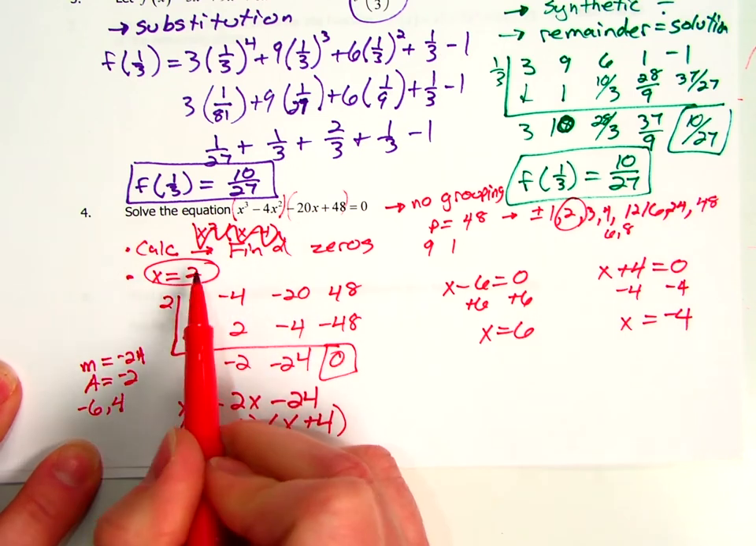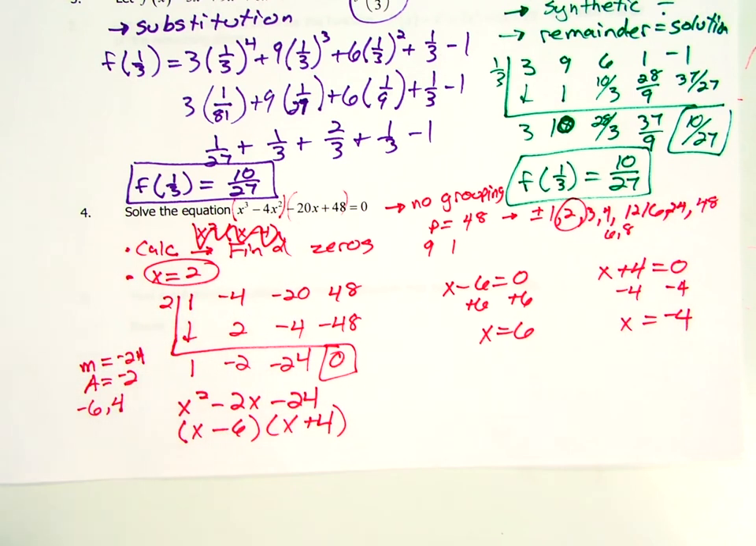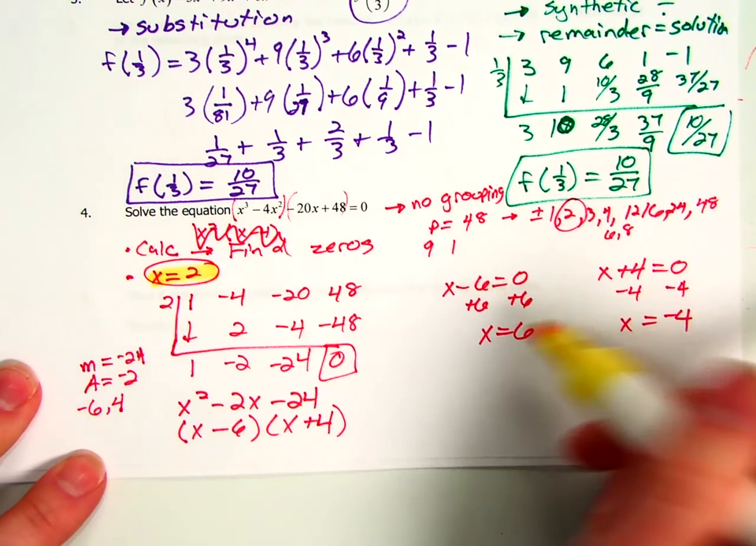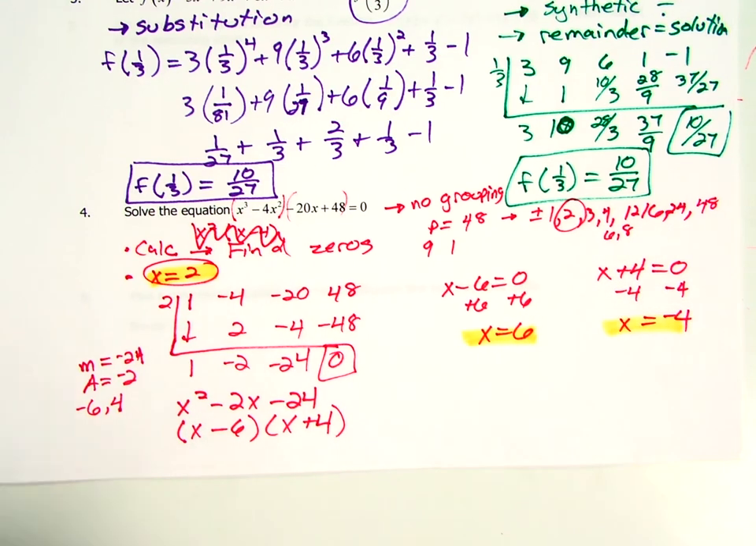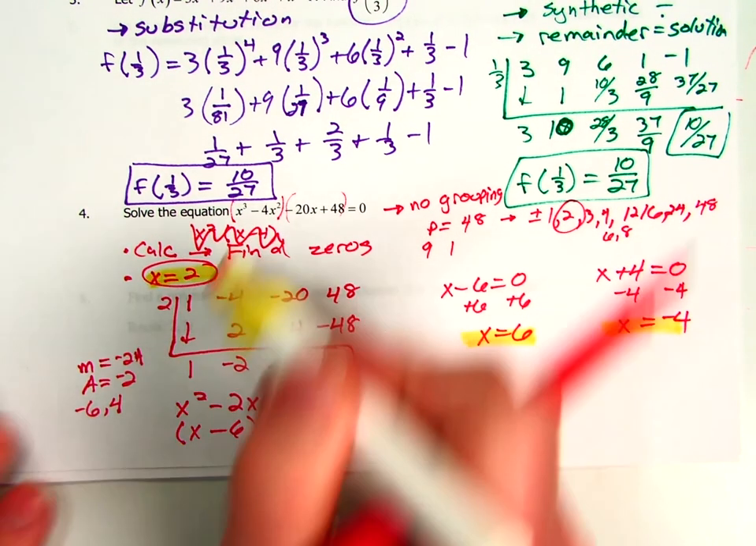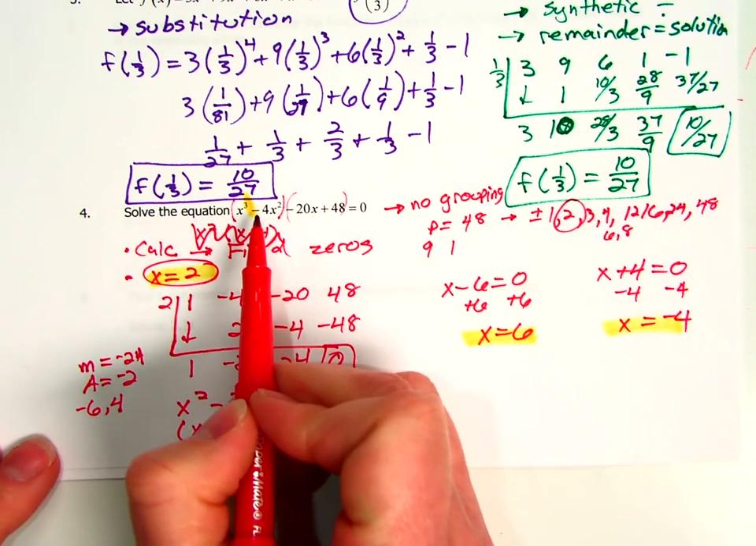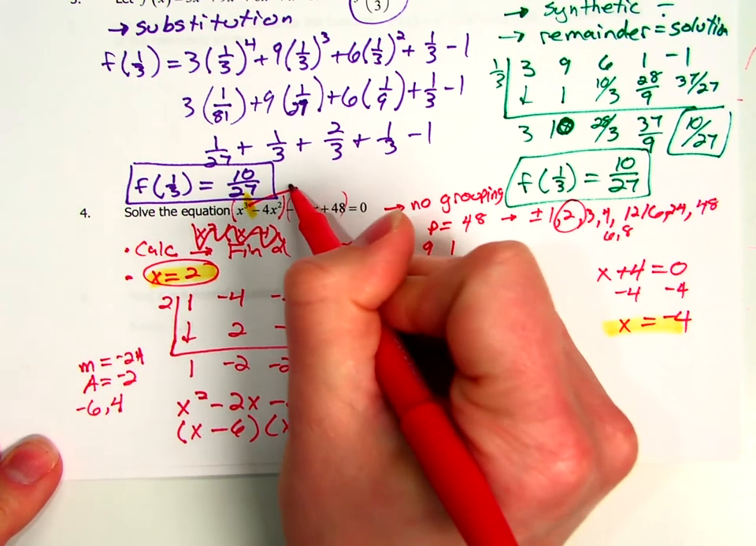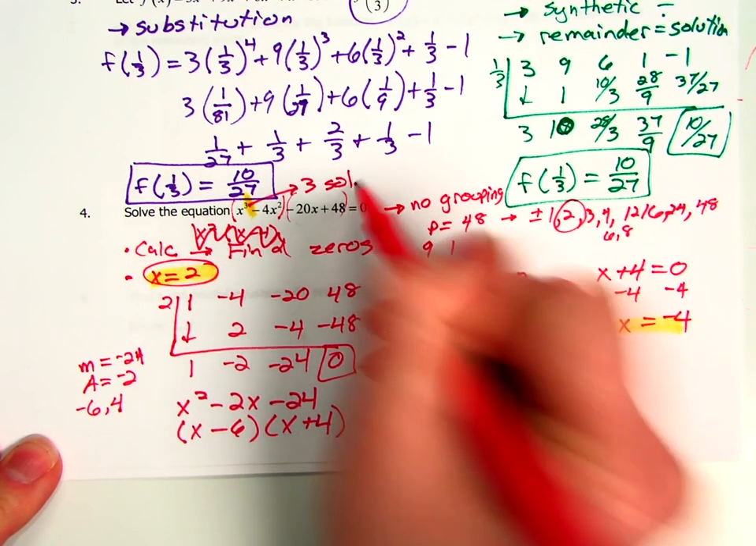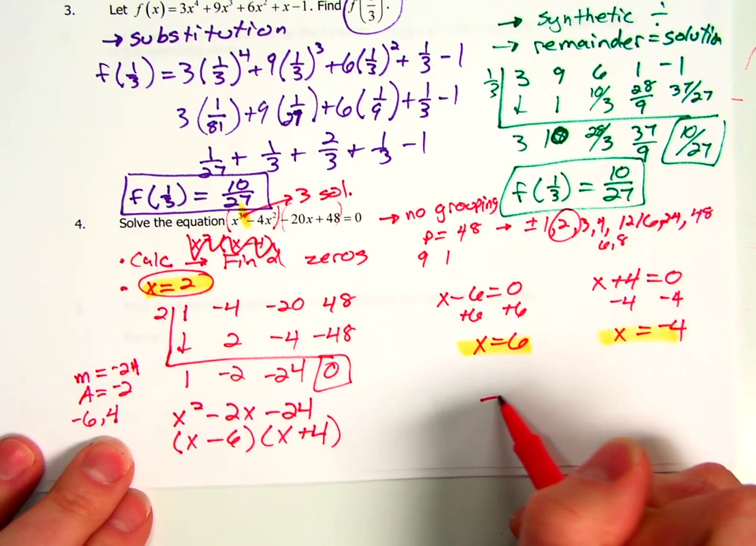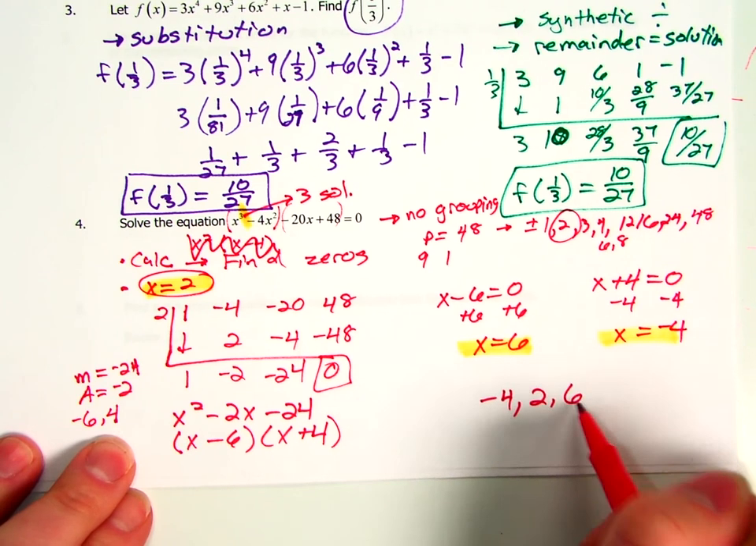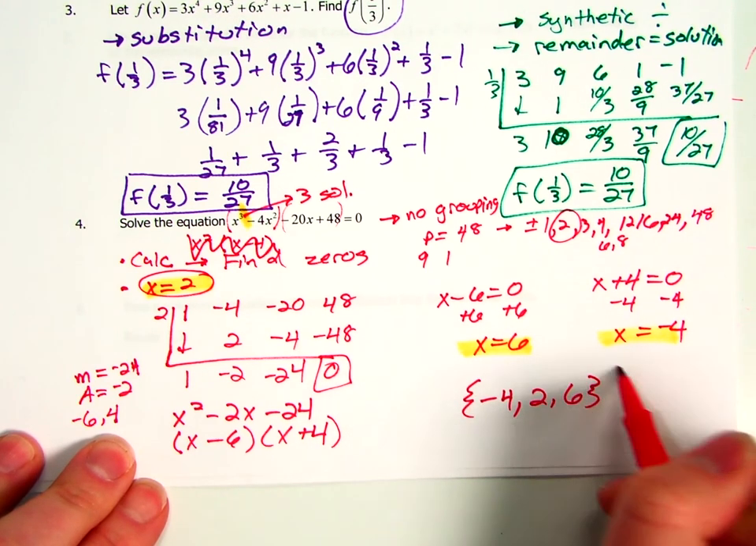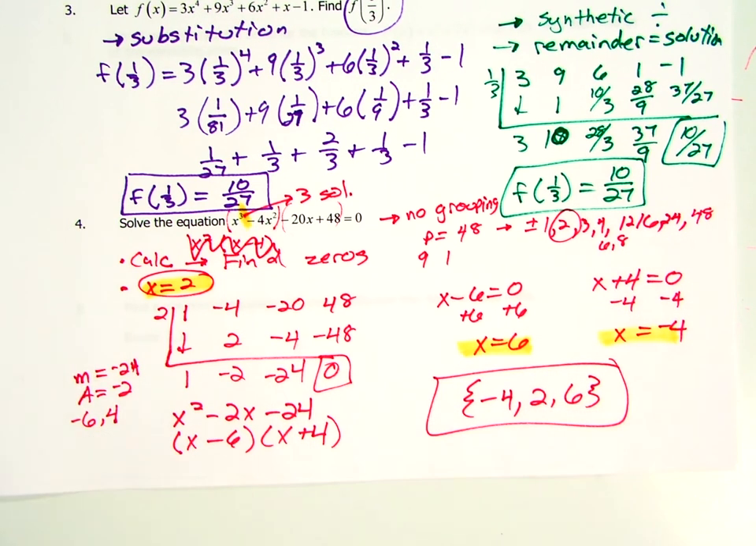So my first answer came from the calculator. The other answers came from factoring. And I should have 3 solutions, right? Always double check that. Since my highest exponent is 3, that tells me I should have 3 solutions in the end. And in this case, I do have 3 solutions, -4, 2, and 6. Those are my 3 solutions.